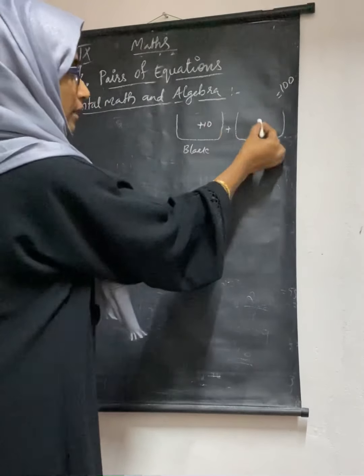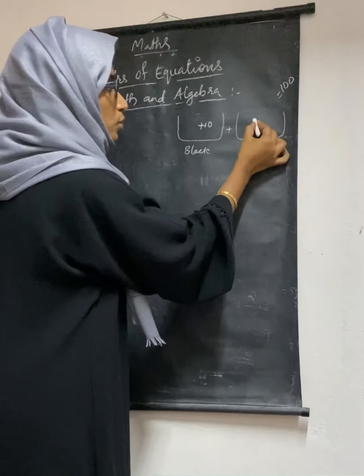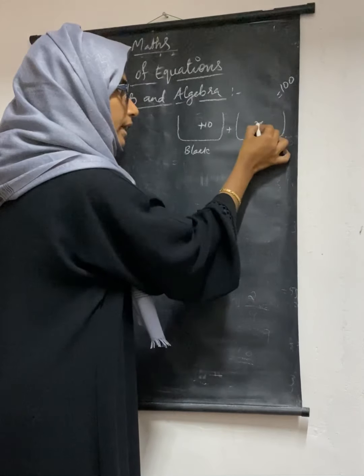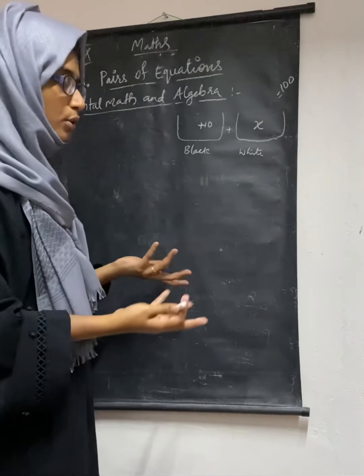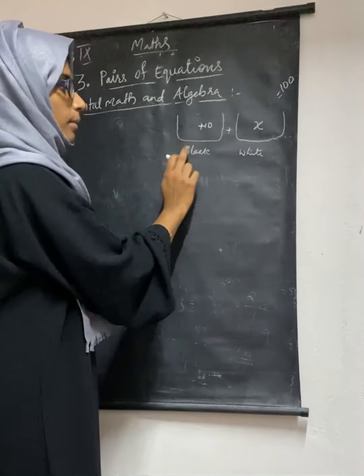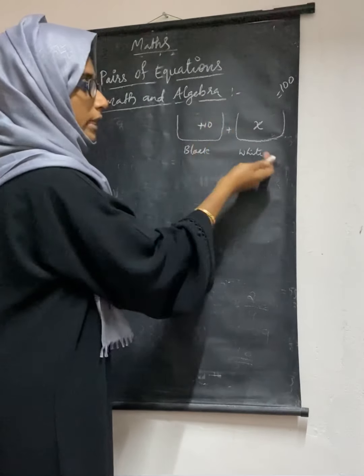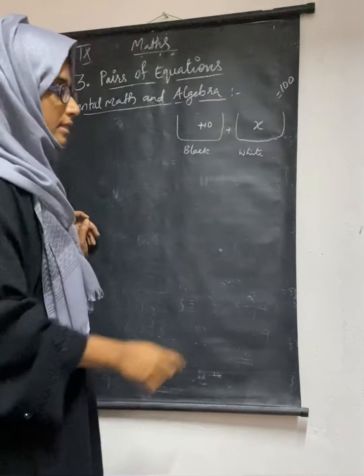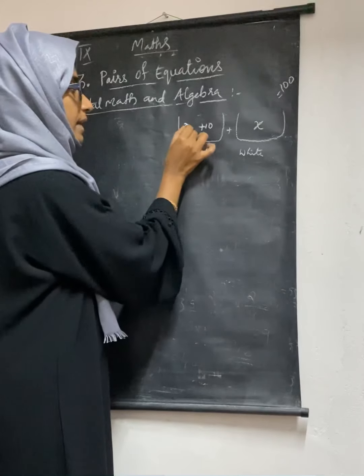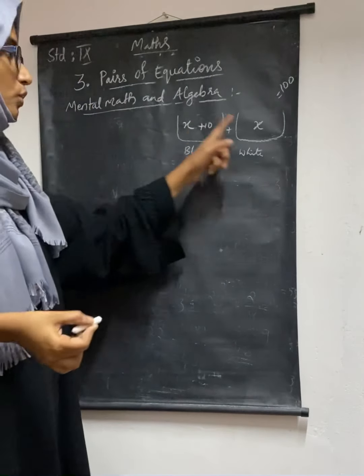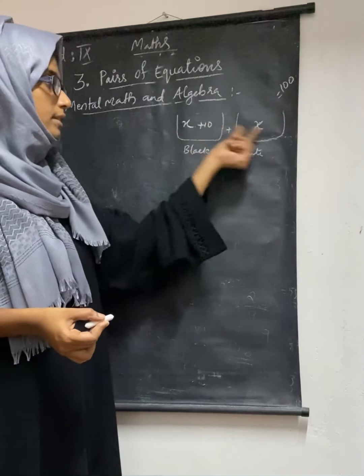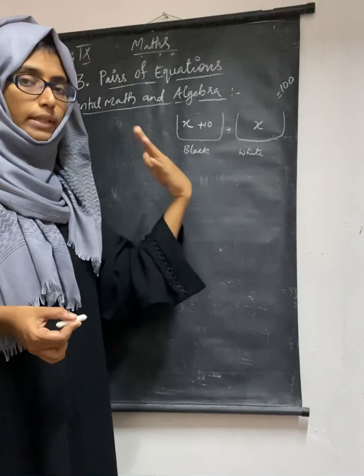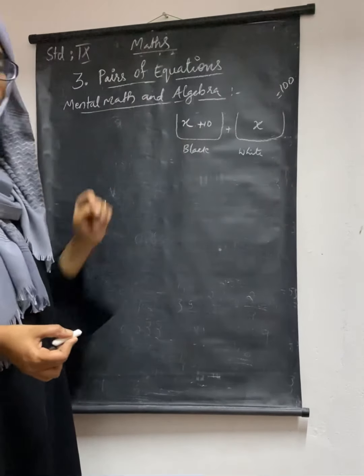So we can take anything as x, no? For example, white we can take as x. White we don't know, black also we don't know, but one condition: black will be 10 more than white. So white is taken as x. So what will be your black? It will be x plus 10. If white is x, then black will be x plus 10, since 10 is more there, so adding 10.